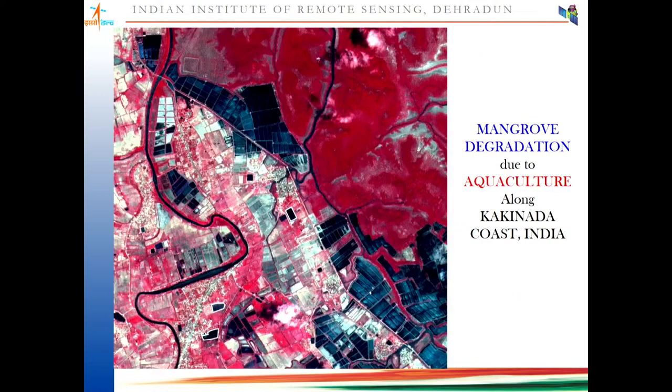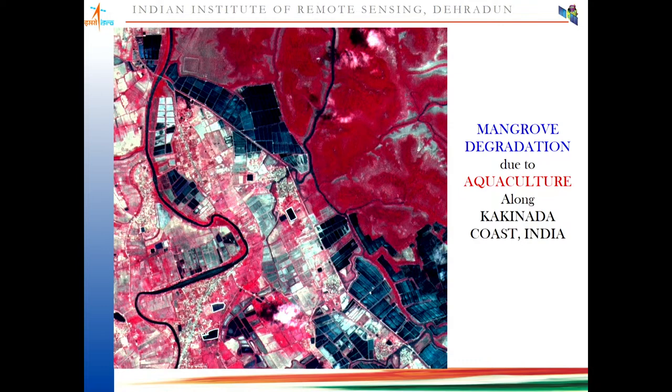I will show you an image from satellite data, where you can see mangrove degradation in the Kakinada coastal area in Andhra. The red color is a mangrove patch, and the black color is aquaculture practices, aquaculture fields. So you can see the aquaculture has come, cutting the mangroves. Mangroves come under CRZ 1, Coastal Regulation Zone 1. As per the rule, you cannot cut mangroves.